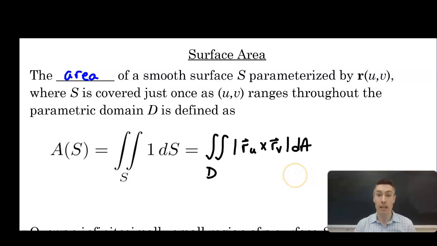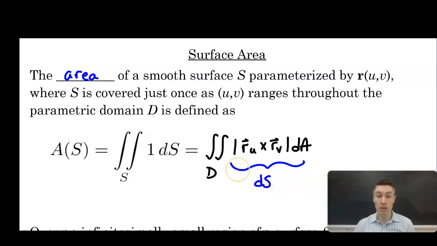We're going to take the parameterization, find the two tangent vectors by taking the partial with respect to u and the partial with respect to v, take their cross product, find that magnitude, and then integrate that magnitude over the area defined by the domain D. So just to highlight this whole piece here, that is our surface area element that we're integrating over.